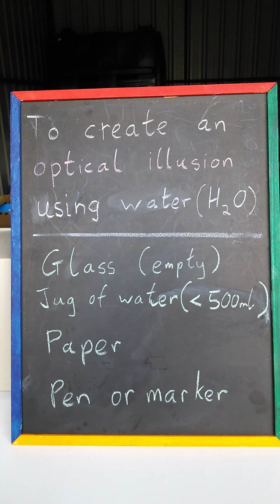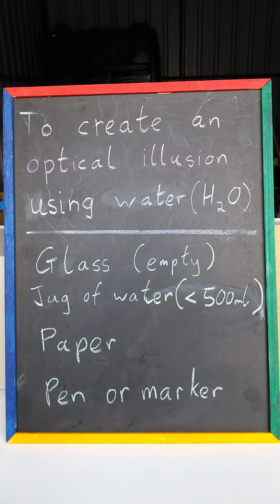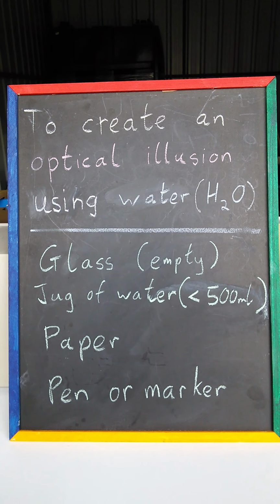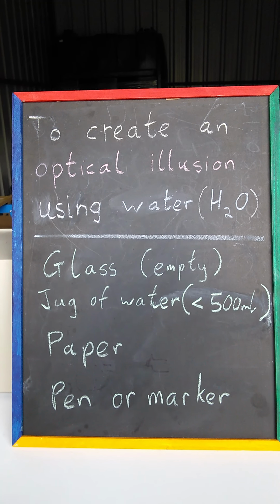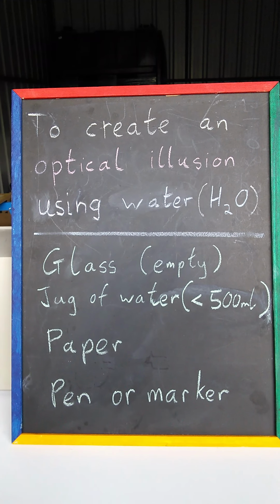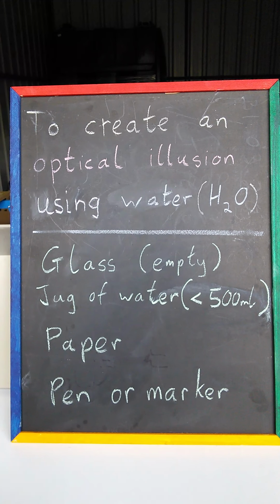So I've got H2O there in brackets, and H2O is the scientific name for water. So H2 with a small little 2 below means 2 hydrogen atoms and 1 oxygen atom. So that's what it is, hydrogen, 2 oxygen.